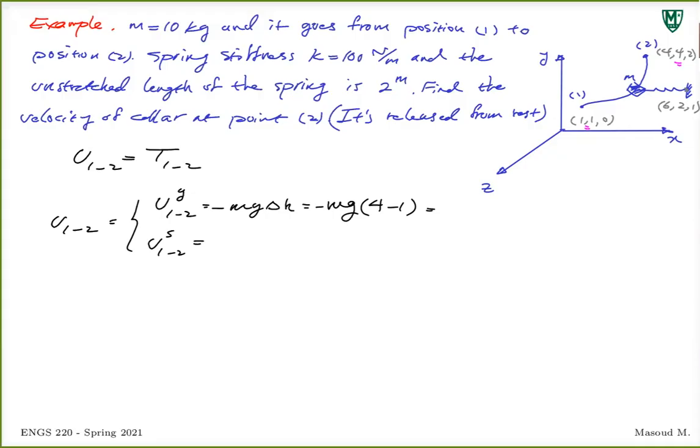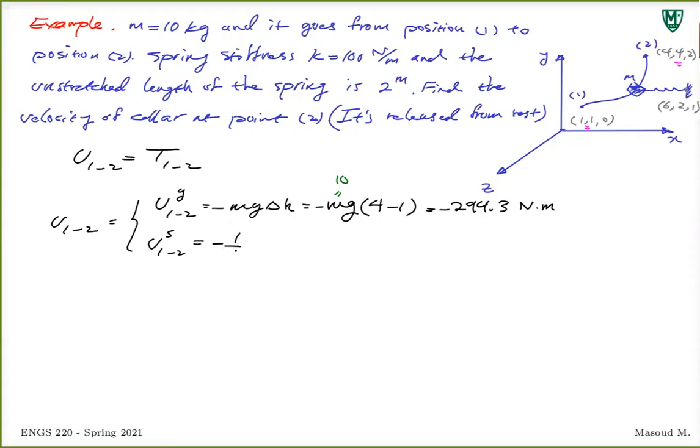If you plug everything in here, m is 10 kilograms, g is 9.81. So you do the multiplication, this becomes 30 times, I can do it in my head. It becomes minus 294.3 Newton meter. Did that make sense, guys? It is three-dimensional space, but still you only care about changing height. And your height is in y direction. So that's pretty much it.